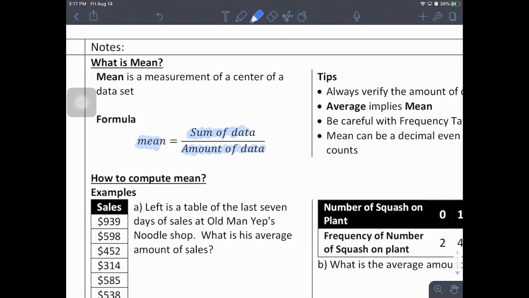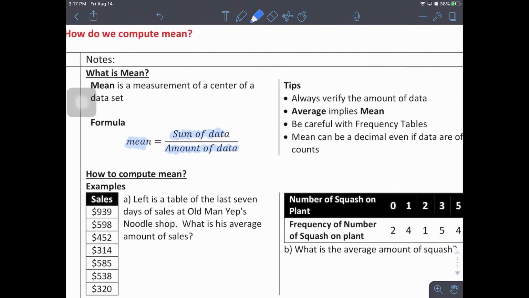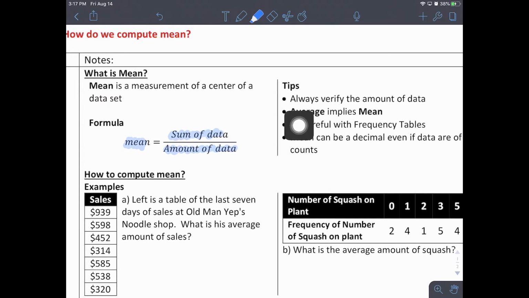A couple things to always remember about mean. Always verify the amount of data. Double check to see how much data you actually have. Whenever you see the word average, average implies mean. So oftentimes out in the real world and in some math problems, they'll ask you to find average. What they mean is, find out what the mean is. Be careful with frequency tables. Those can mislead you about what the data points are.